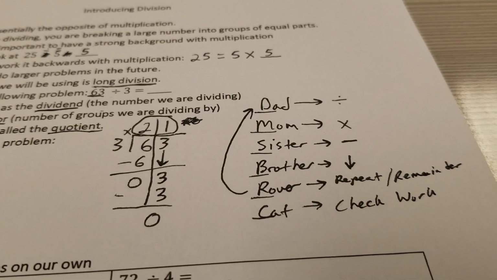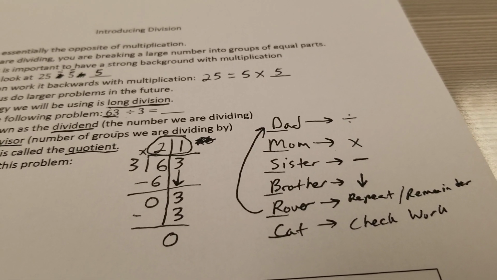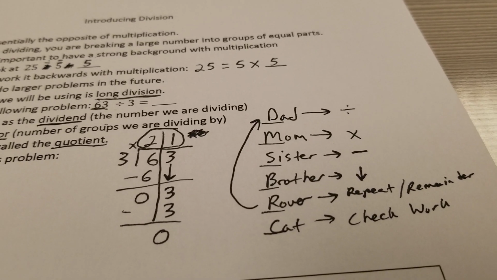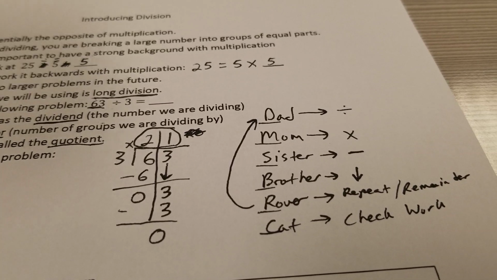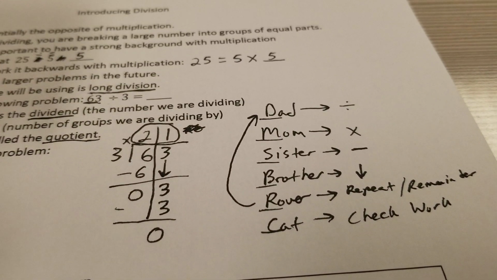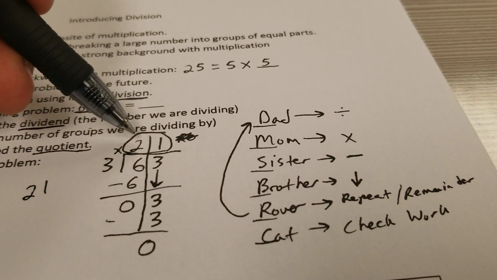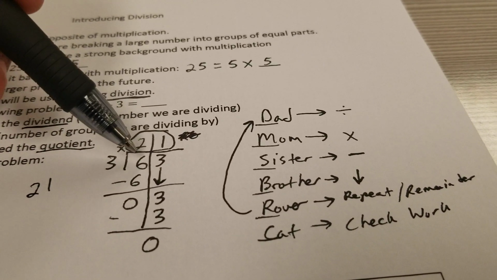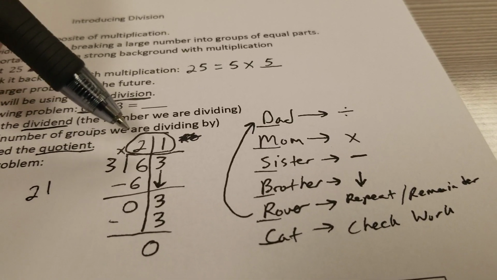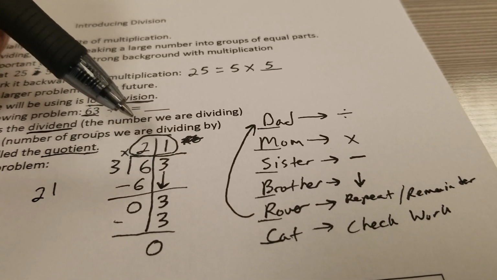Are we done yet? No, we are not. We are going to go ahead and do the final step, which is CAT, which is check work. So since this stuff's here and I want to cause a little bit of a sandwich, I'm going to write my quotient 21, which is up here. That's our quotient. Just to break it down again, 63 was the dividend, 3 is the divisor, and our quotient, which we just found out is 21, is right here.